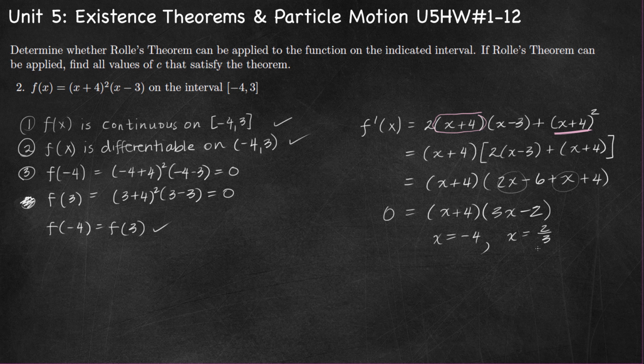But remember, the theorem guarantees our solution will be in our interval. So we want the solution that's between negative 4 and 3. So 2/3 is between negative 4 and 3. That's the value of c that we're looking for.